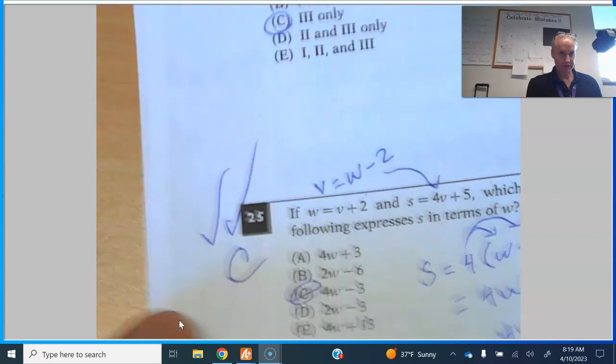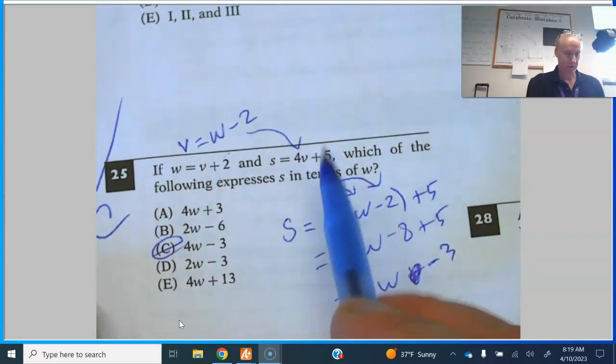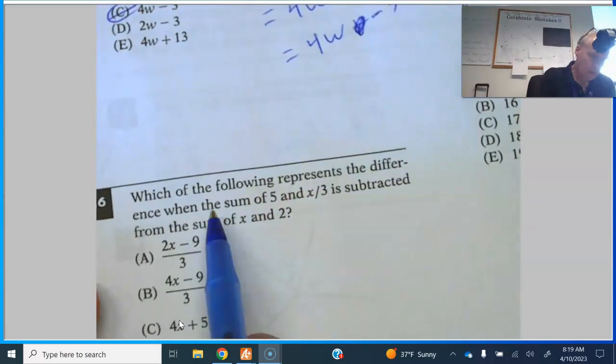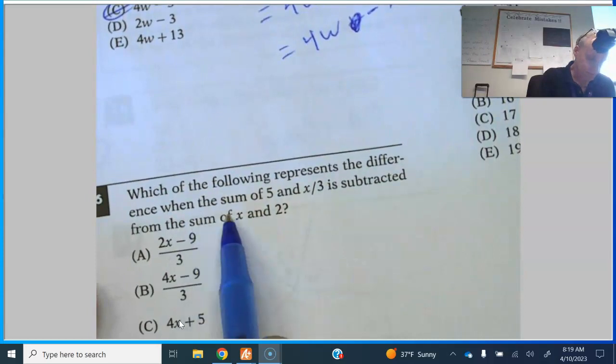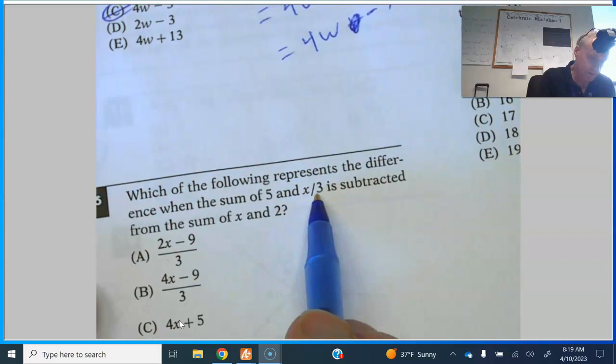C is correct. I'm going to put 2 check marks on there, and the reason is I'd like to come back and show you another way to do this, an entirely different way, if we have time. Which of the following represents the difference when the sum of 5 and x divided by 3?